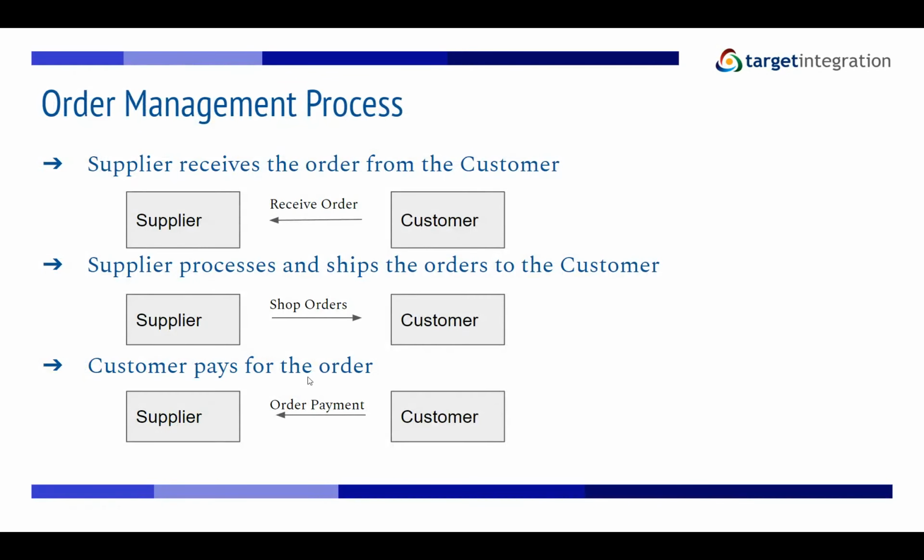Coming to the order management process, the process mainly comprises of two participants, that is a supplier and customer. The supplier receives the order from the customer, supplier processes and ships the orders to the customer, and customer pays for the order. So let us now see how this can be accomplished using Cawemo.